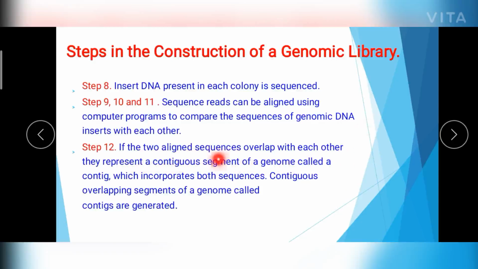If two aligned sequences overlap with each other, they represent a continuous segment, and this continuous segment of the genome is called a contig, where the sequence may be overlapped between two fragments. Like this, continuous overlapping segments of a genome generate long contigs.